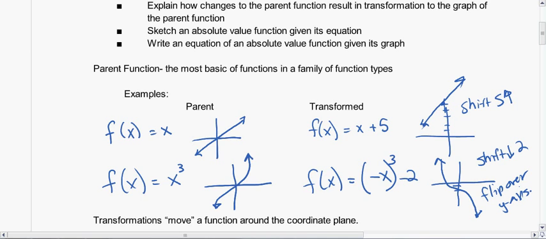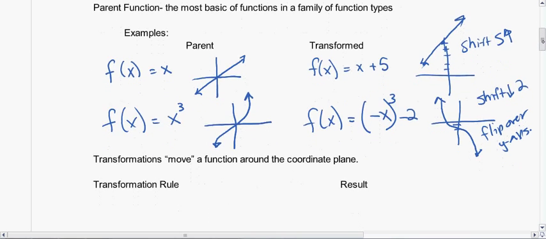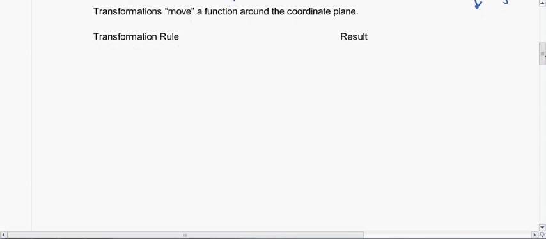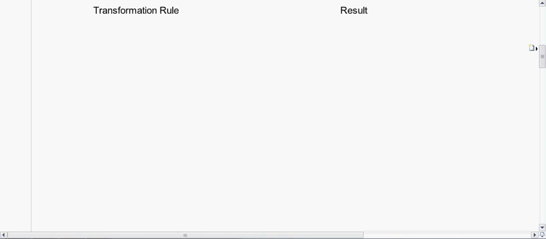It's been reflected over the x-axis. It has been stretched vertically. It has been translated up 5 units or to the left 2 units. Transformations move a function's graph around the coordinate plane. So the next thing we're going to do is to just create a little catalog of all those transformation rules.